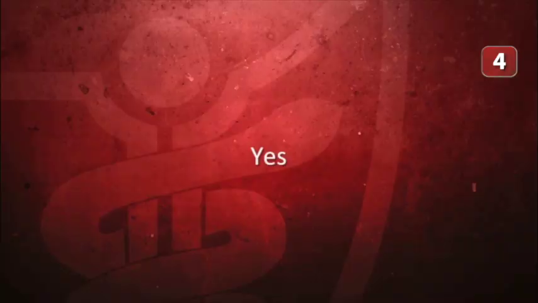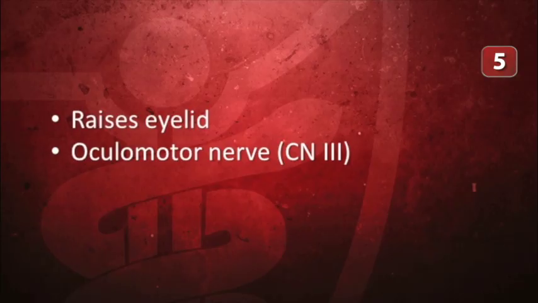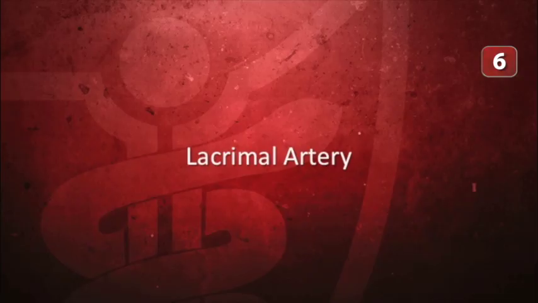Next, if you cut the lacrimal nerve back at the apex of the orbit, will you retain lacrimal gland function? So the answer to this is yes. The lacrimal secretomotor nerves actually don't run with the lacrimal nerve from below until almost at the gland itself. Next, what is the action of and the nerve supply to the levator palpebrae? So this is going to be raises the eyelid, and this is going to be oculomotor nerve, and that's going to be cranial nerve 3. Next, which artery supplies the lacrimal gland? And that's going to be easy, the lacrimal artery.